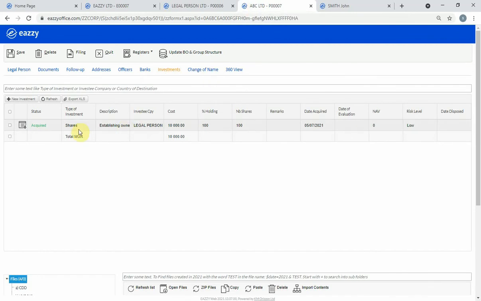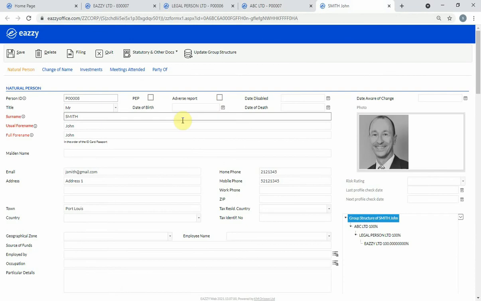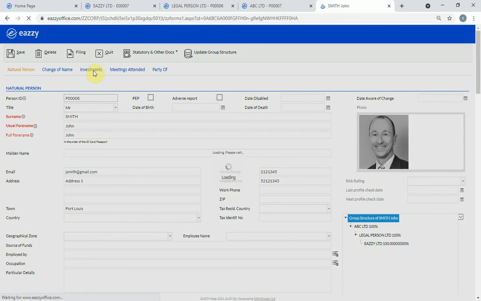in Legal Person Ltd. So to recap, Eazzy Limited is owned by Legal Person, who is in turn owned by ABC Ltd. Now who owns ABC Ltd? You have the information that ABC Ltd is owned fully by Mr. John Smith. So you have to go to the form of the natural person Mr. John Smith and create a share investment in the legal person ABC Ltd for 100%.